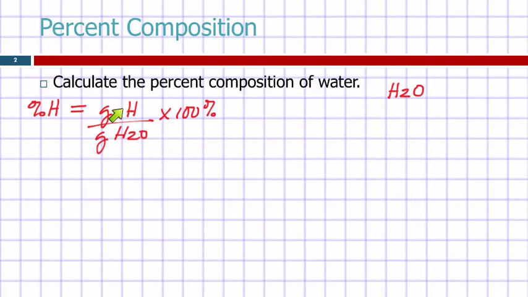The mass of hydrogen divided by the mass of the whole sample. It's the part divided by the whole thing. What do I do? There's no number given. I don't know how much water there is. Does the percent hydrogen in water vary with the amount of water that I'm looking at? No, the percent is the same.